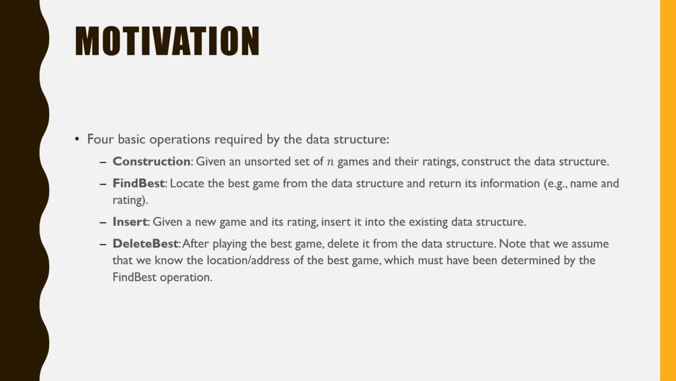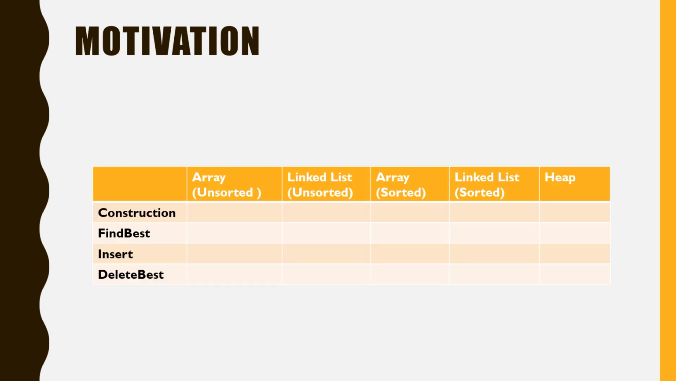It assumes that the location or reference of the game to be deleted is known, as the information would have been obtained from the find best operation. These operations can be implemented using 4 data structures we have discussed: the unsorted array, the unsorted linked list, the sorted array, and the sorted linked list.